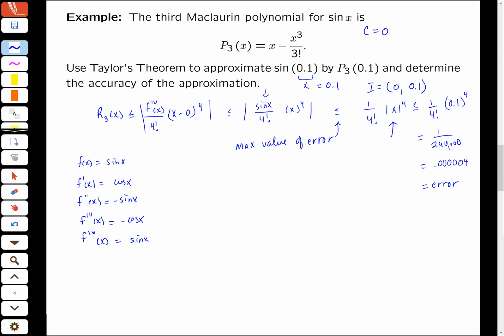This is the maximal error. Our error could actually be smaller than this. Notice we rounded up for the sine function. We rounded up for x. We used the biggest value for x in there. We made everything as big as it possibly could be and then called that our error. And we do that on our homework.